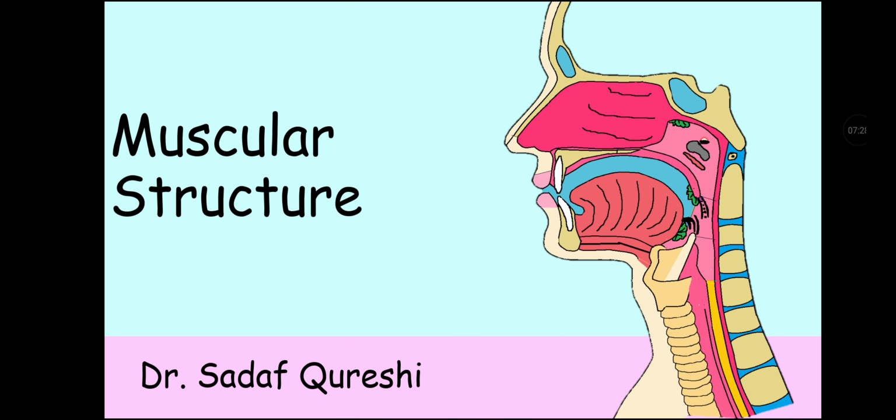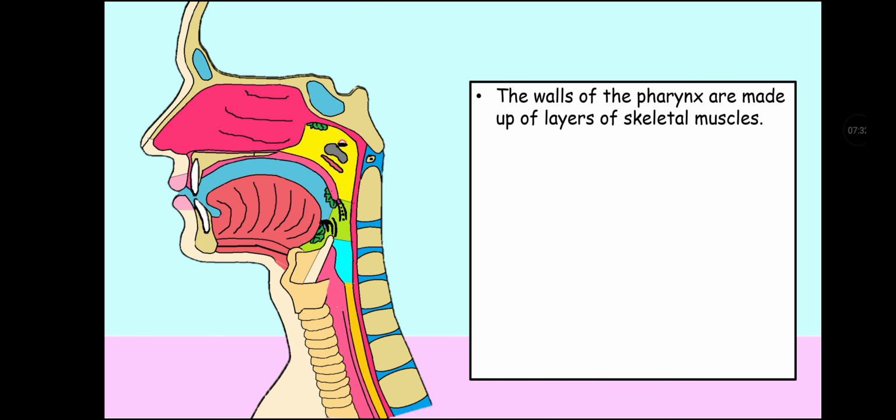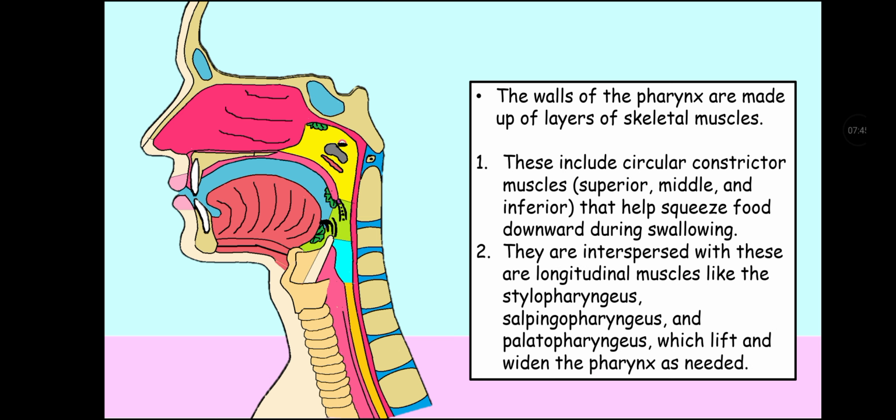Muscular structures of the pharynx. The walls of the pharynx are made up of layers of skeletal muscles. These include circular constrictor muscles: the superior constrictor muscle, middle constrictor muscle, and inferior constrictor muscle. And these muscles help squeeze food downward during swallowing.